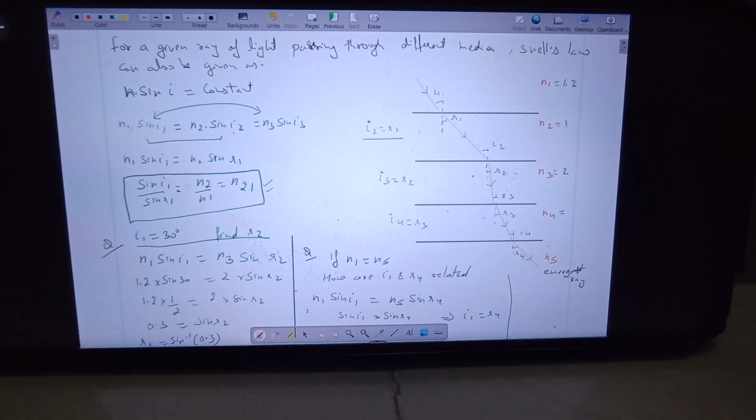This is the incident ray. So when your interfaces are parallel, the angle of incidence will be equal to the angle of emergence. So we are getting here angle of incidence equals angle of emergence.